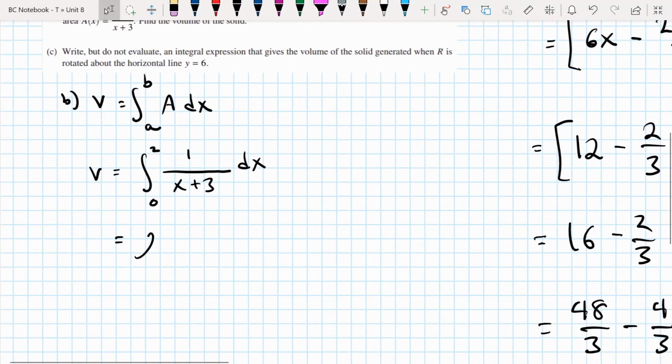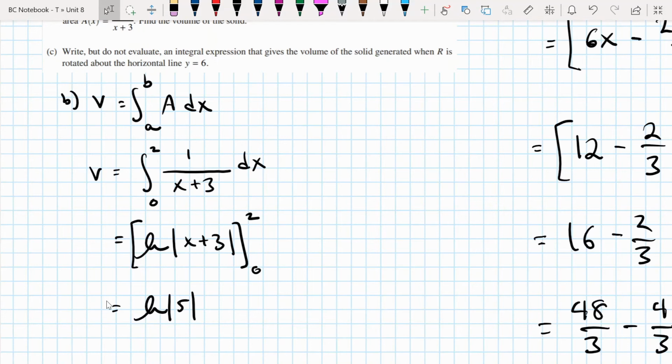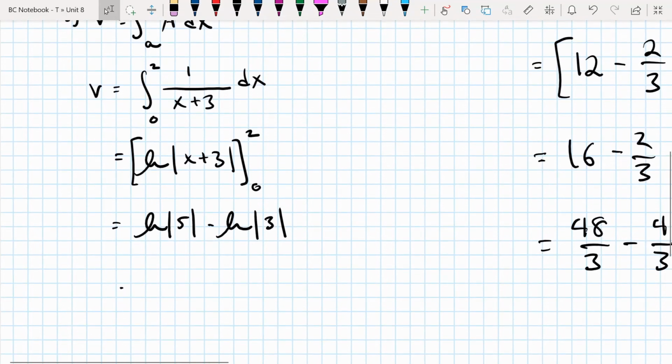So we end up with the natural log of the absolute value of x plus 3. You can also do u sub here, evaluated from 0 to 2. So we have the natural log of 5, absolute value of 5, but it doesn't matter because 5 is positive, minus the natural log of 3. And so you can leave your answer like that, or you can also condense this into the following.